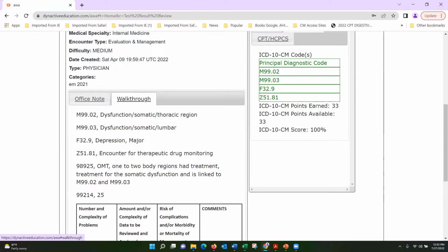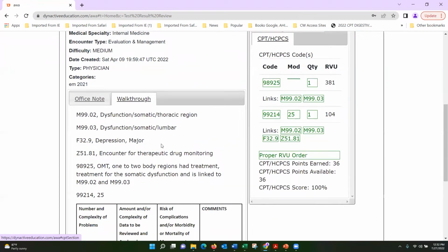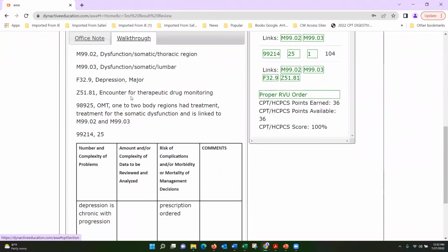Obviously, you want to put your M99.02 and M99.03 on your M99 category to match your procedure, which is your 98925. But for the sake of entering your first listed, all three of these brought the patient here. But the definitive treatment was on the back. The physician mentioned therapeutic drug monitoring. So the Z51.81.